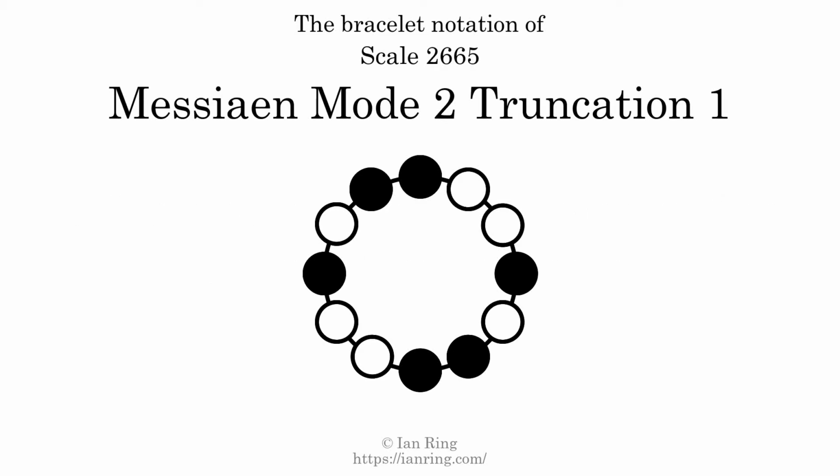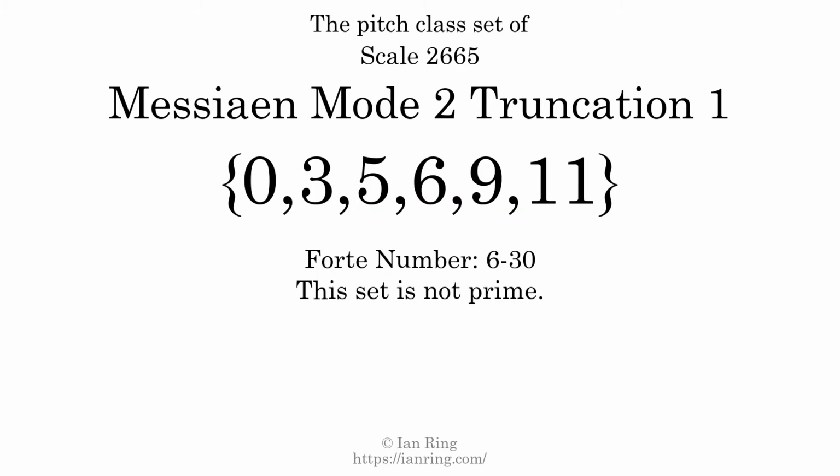This is a bracelet notation diagram of scale 2665. The shaded circles represent tones that appear in the scale, and they are read clockwise, starting at the top. The pitch class set for this scale is 0, 3, 5, 6, 9, 11. The fault class is 630. This set is not prime.